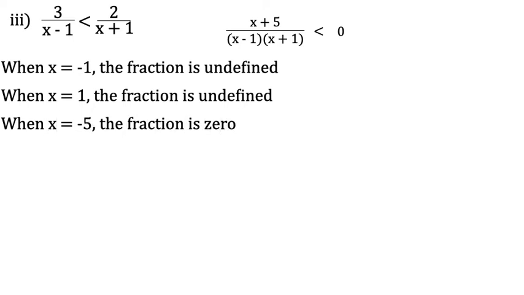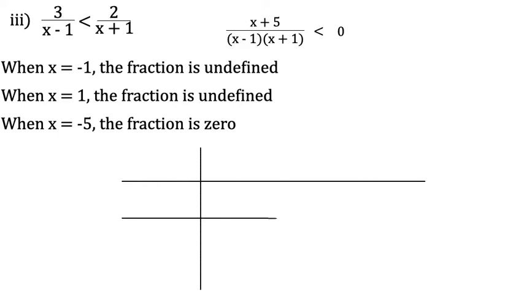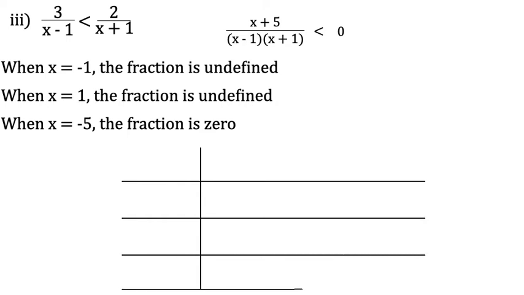So, in order to determine when this fraction is less than 0, we make a sign information chart. In the left-hand column, we put the fraction, first the numerator, then the denominator, then the whole thing. On the top row on the right-hand side, we put the values of x when we know the things are going to change. In this case, minus 5, minus 1, and 1.